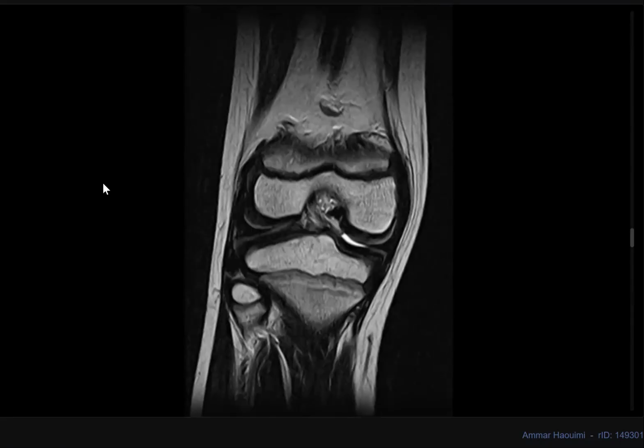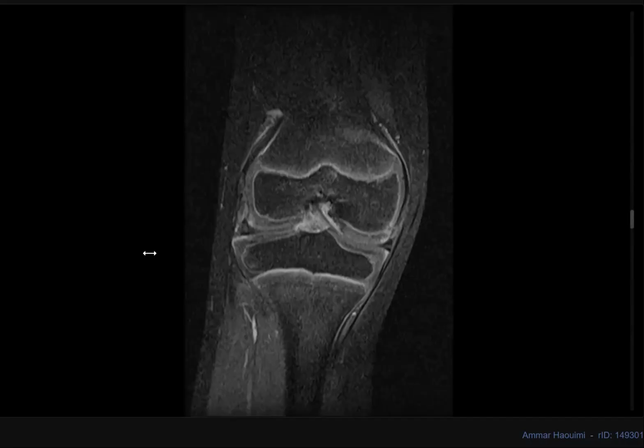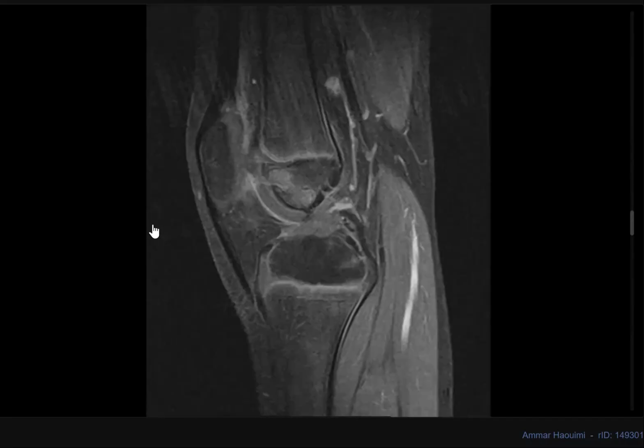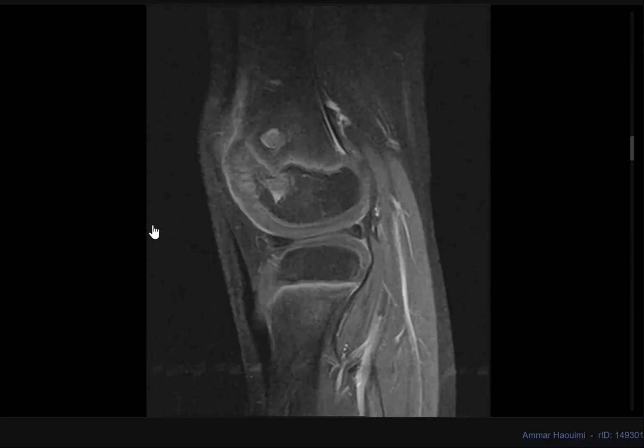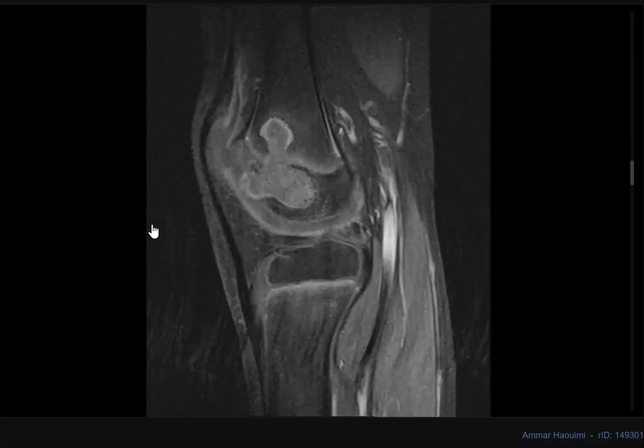What do I need to do next? MRI. I will give you the contrast directly so I can give you another case. This is the post contrast image.